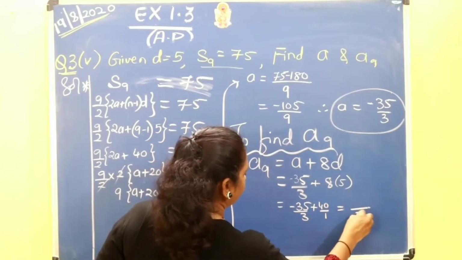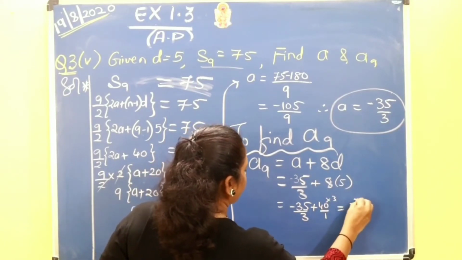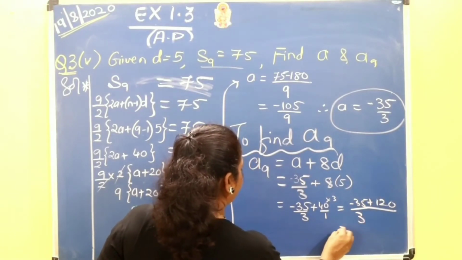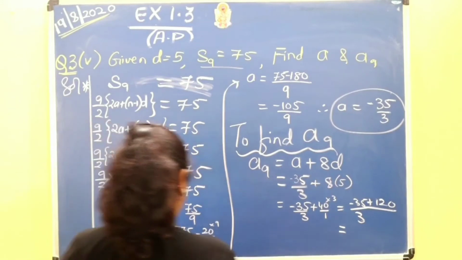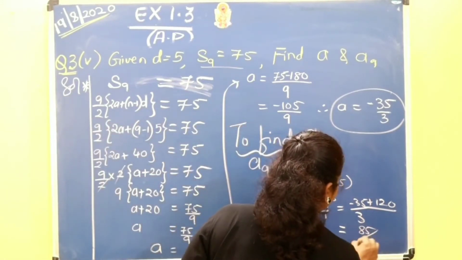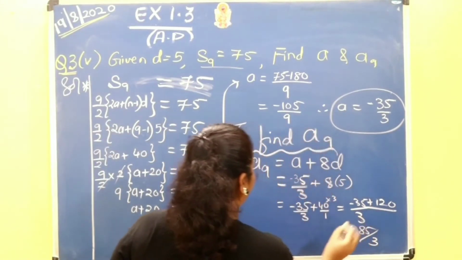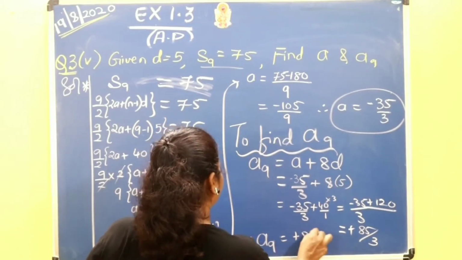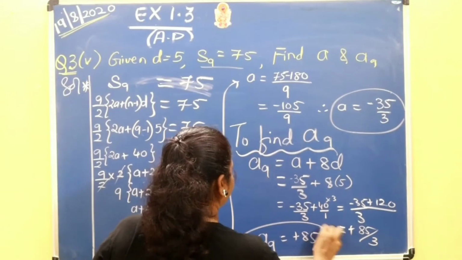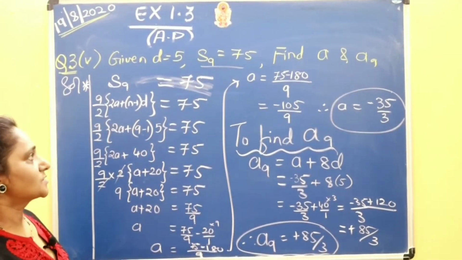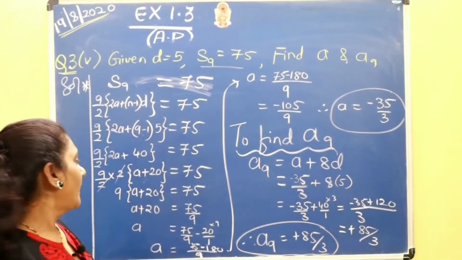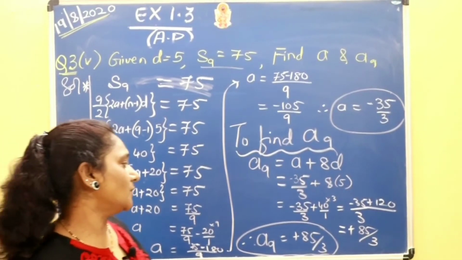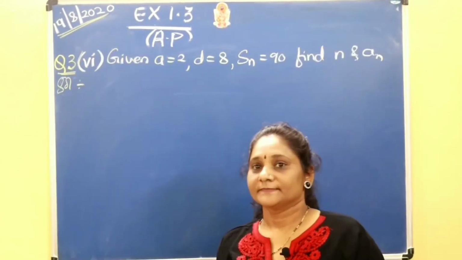Here LCM will be 3. So it is minus 35 plus 120. So you will have minus 35 plus 120 is 85 by 3. Therefore, A9 is equal to plus 85 by 3. This is what is being asked in the question. A is equal to minus 35 by 3 and A9 is equal to plus 85 by 3.